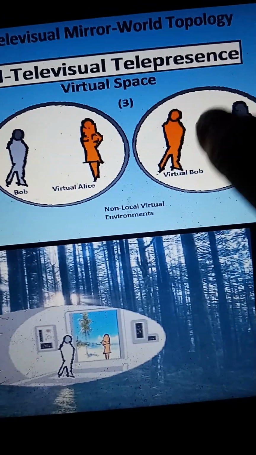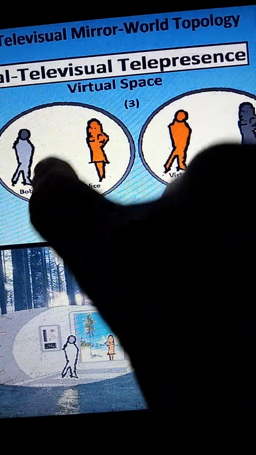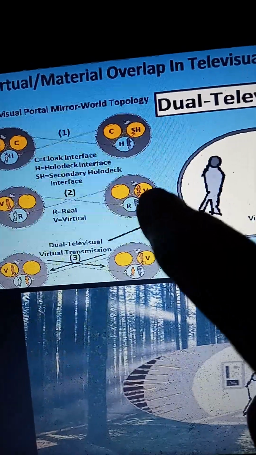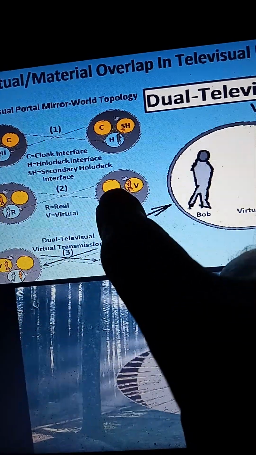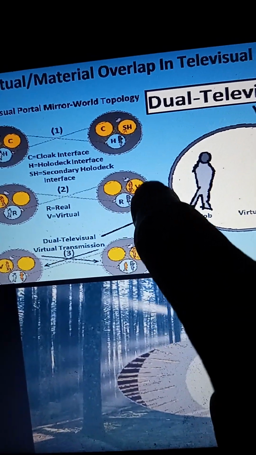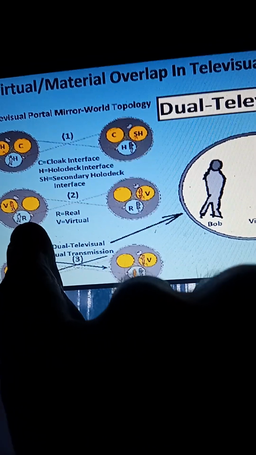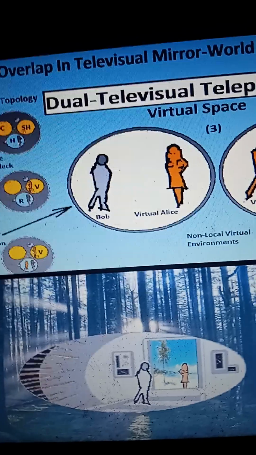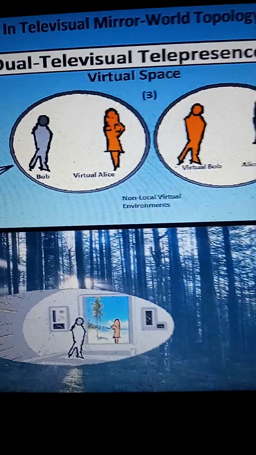there's something about the nature of each physical body being carried over and continuing the virtual and real mirror world topology between the real outside, the virtual inside, the real inside, the virtual inside, going outside into the real inside, the virtual inside, real, virtual, real. There's something about the overlap of the virtual and the material that I'll get to in the next video.